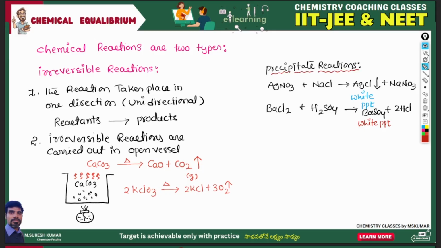Neutralization reactions are also examples for irreversible reactions. You know, neutralization reaction means a reaction between acid and base to produce salt and water.